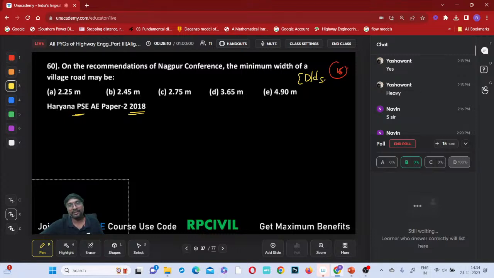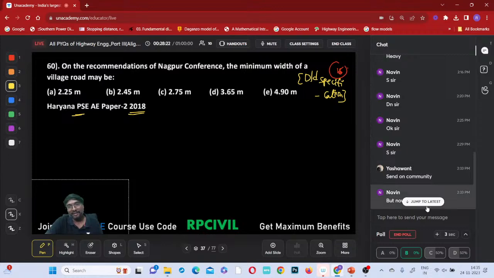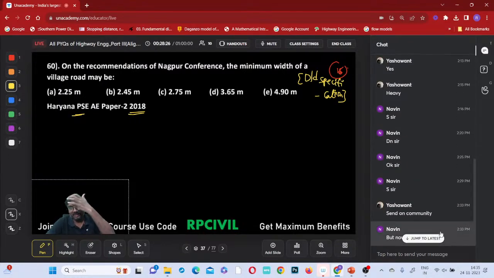Very old specification. I think the fellow who is giving the question paper might be having very old IRC codes or very old textbooks, 1960s, 1970s textbooks, and he might be giving from that. But people have not cross-checked it. So these are not required nowadays, right?